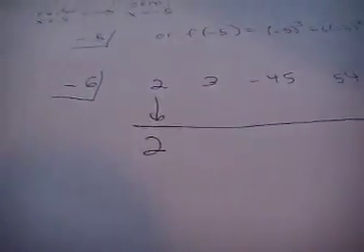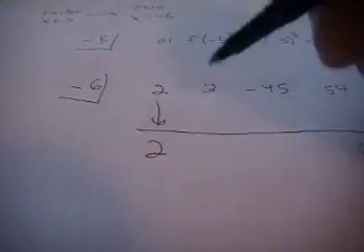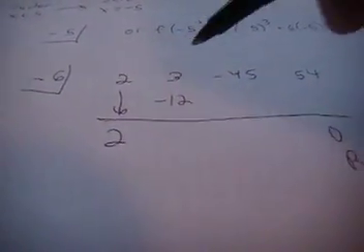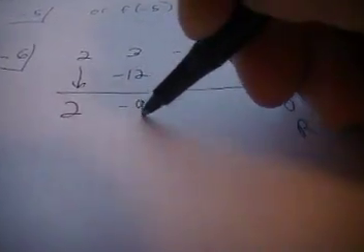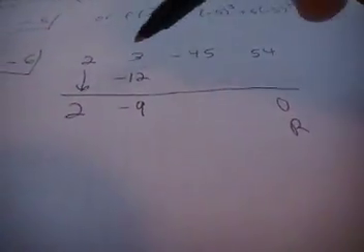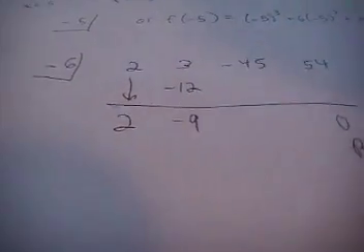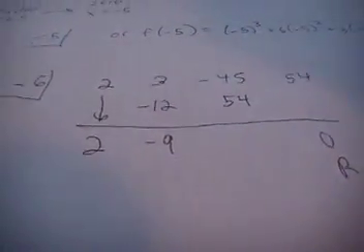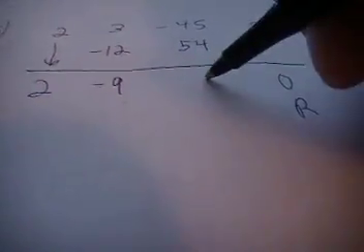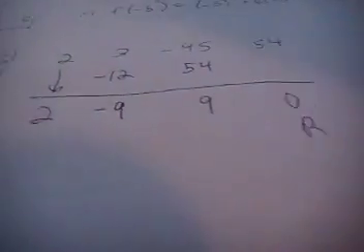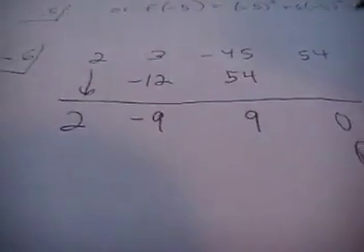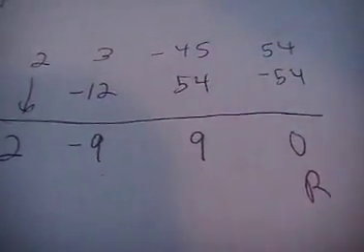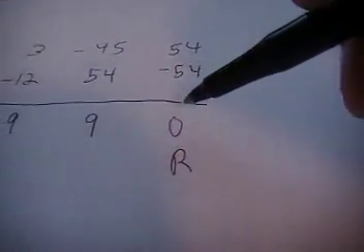So bring down the 2. 2 times -6 is -12. 3 plus -12 is -9. You multiply up and add downward. -9 times -6 is positive 54. 54 minus 45 is 9. 9 times -6 is -54, and as I knew would happen, the remainder is 0.